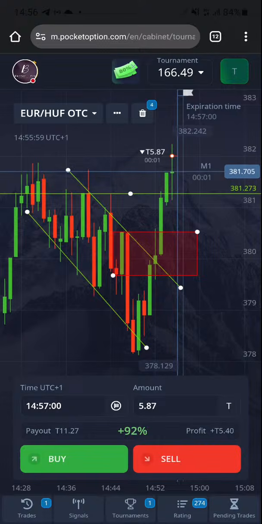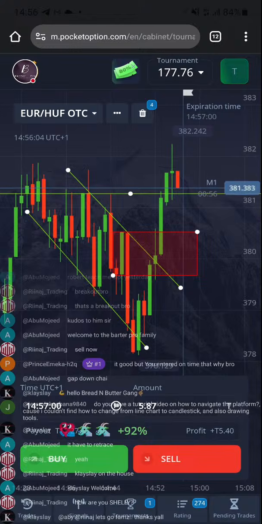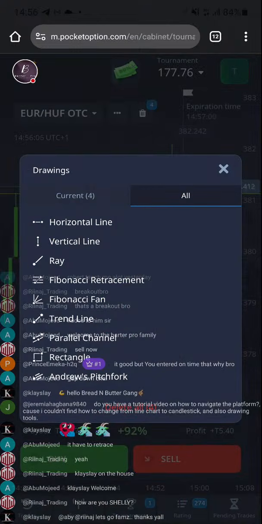This was a very good trade. But you see that I didn't take the trade until we got above this round number right now. You understand? So that's how it is.